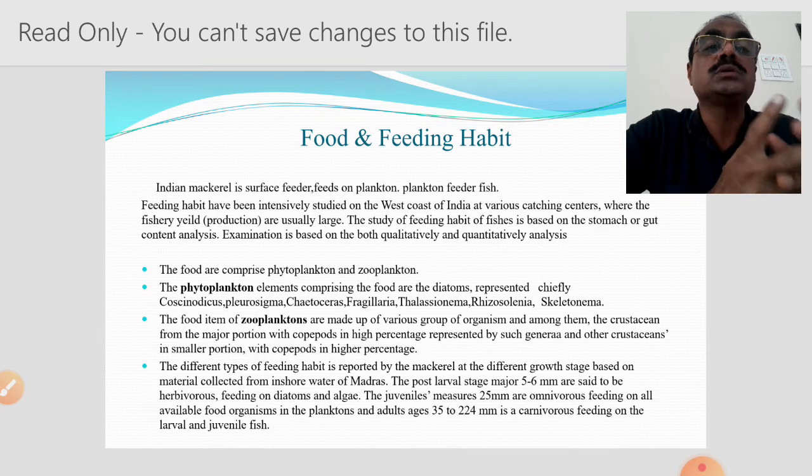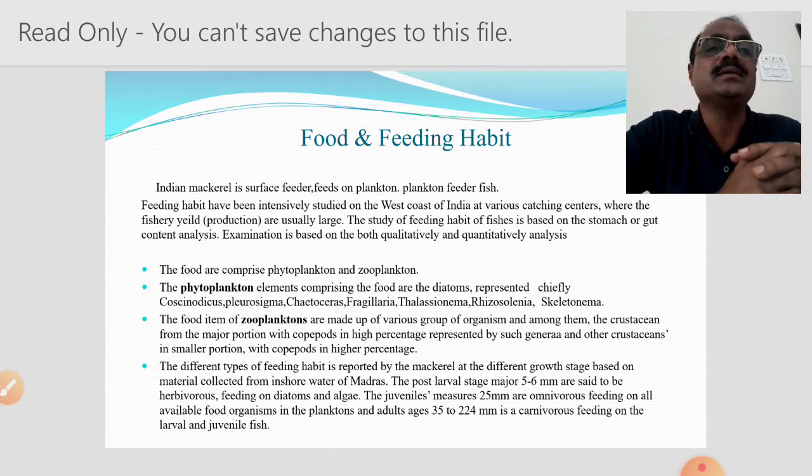when the fish reaches the post-juvenile stage or becomes adult, it ranges between 35 to 224 millimeters. It becomes carnivorous. Generally, it feeds on larvae and juvenile fishes. The feeding habit of the mackerel gradually changes from larva to adult. Why? Because of the underdevelopment of the gill rakers in the gills. Gill rakers are very large in size in the mackerel fish.